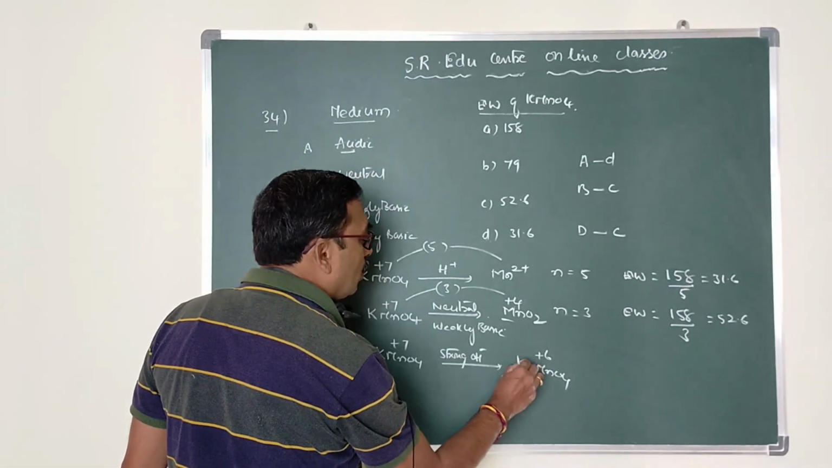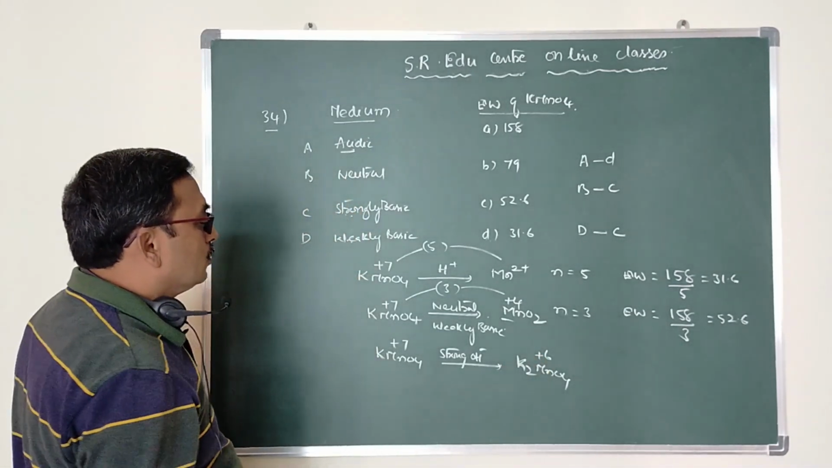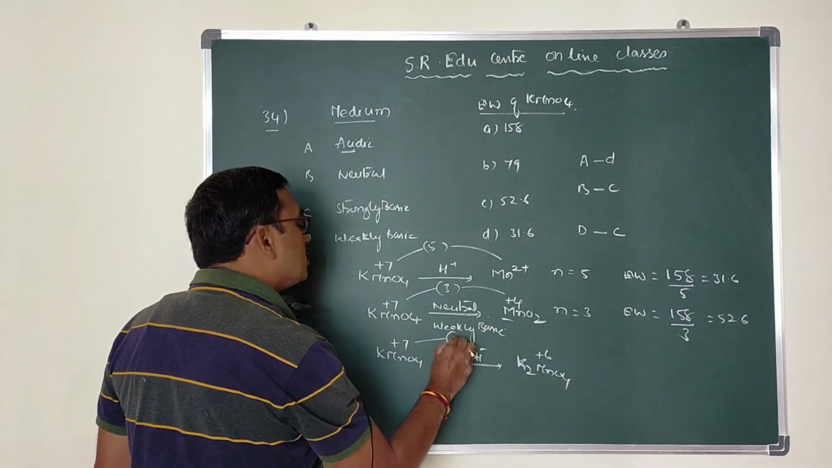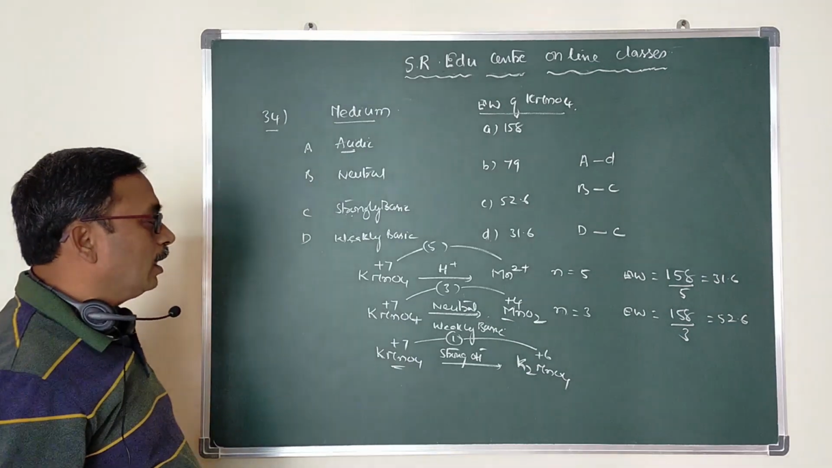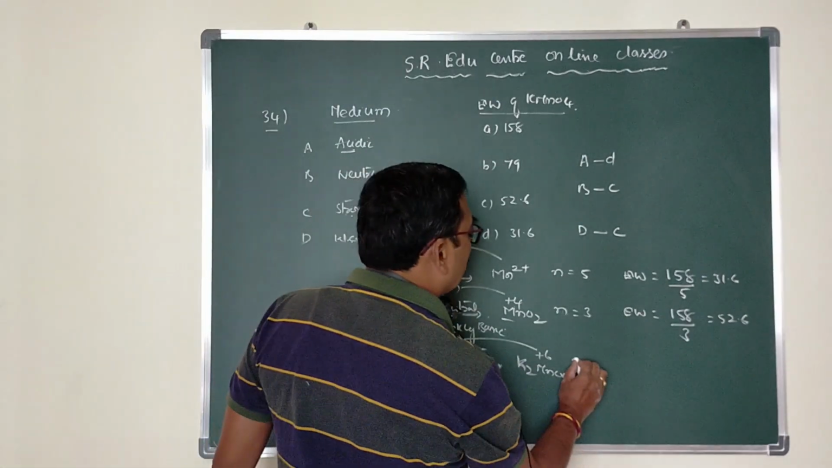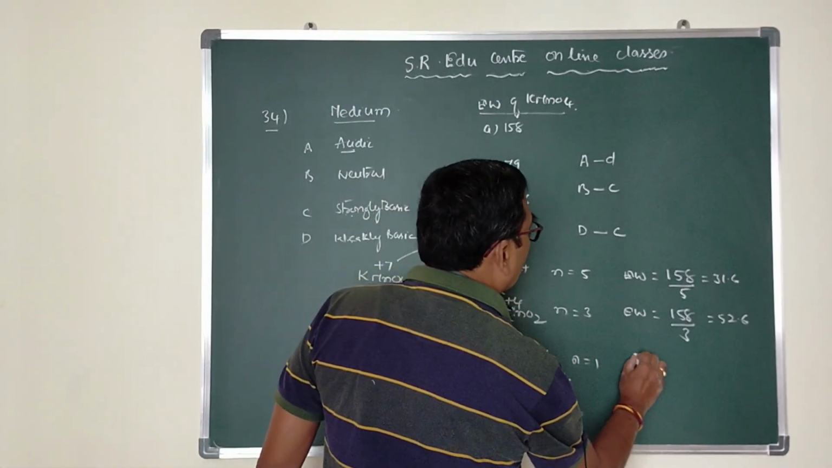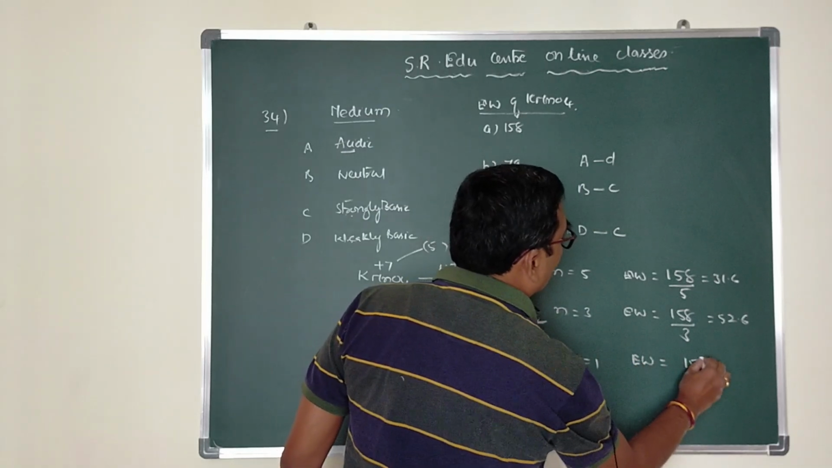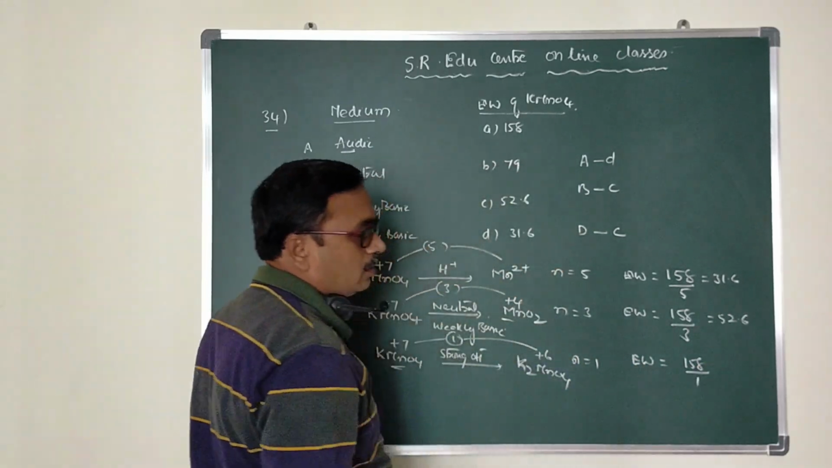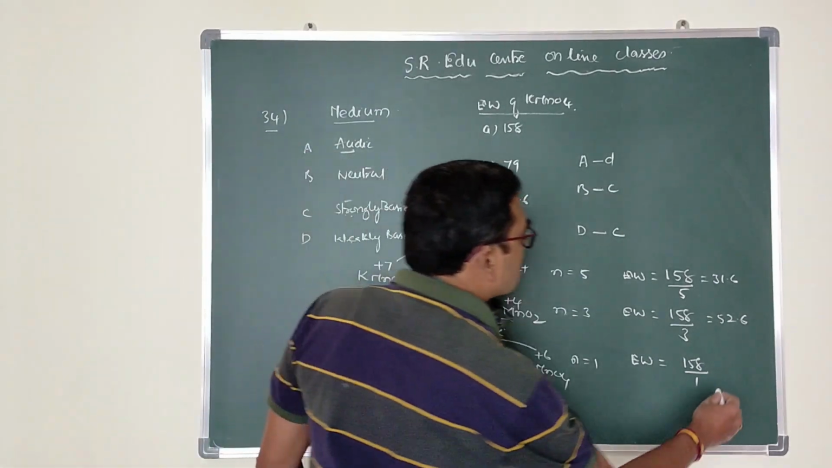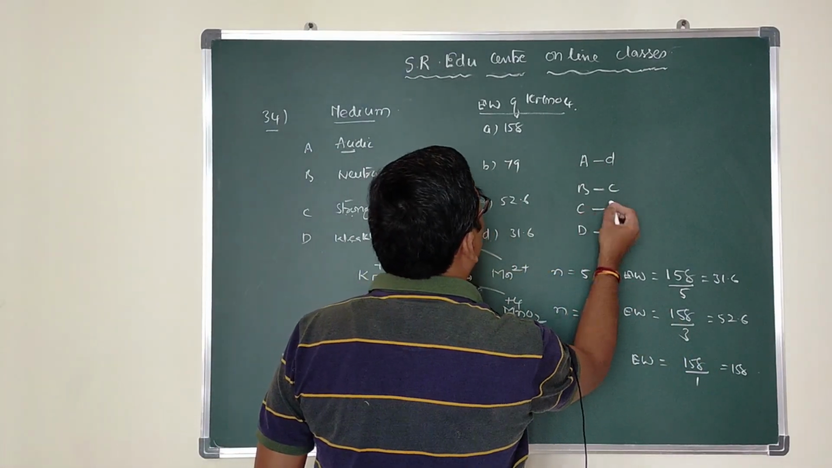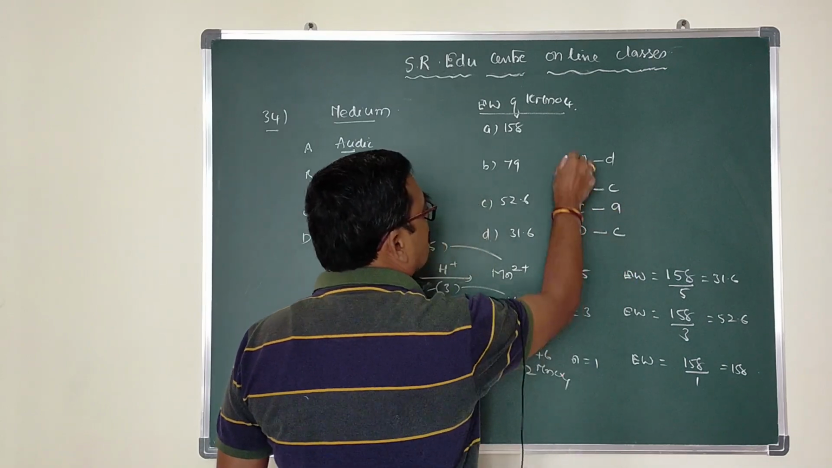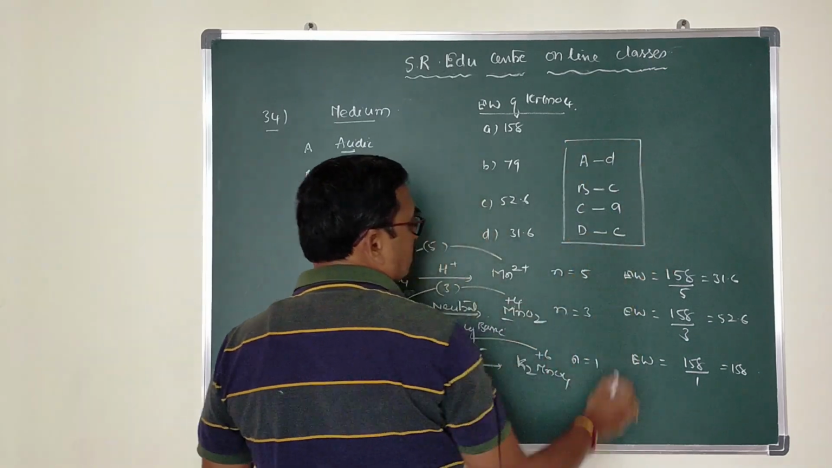This method, you already know it. So change in oxidation state per atom is 1, per molecule also 1, since it involves only one atom. So here N factor is 1, equivalent weight is equal to molecular weight by N factor, that is 1. So here it is 158. So C matches with A. So this is the correct option.